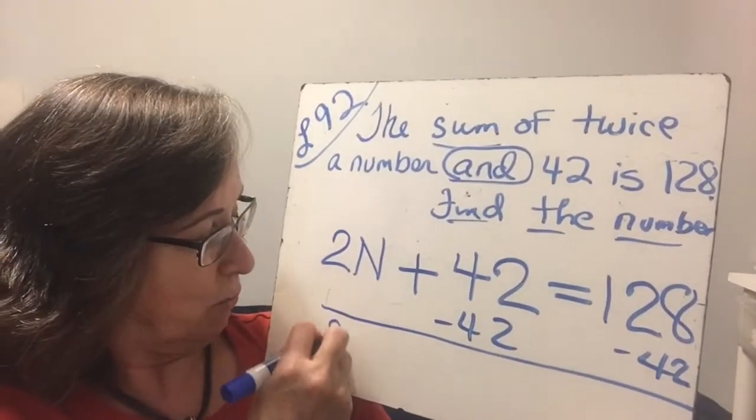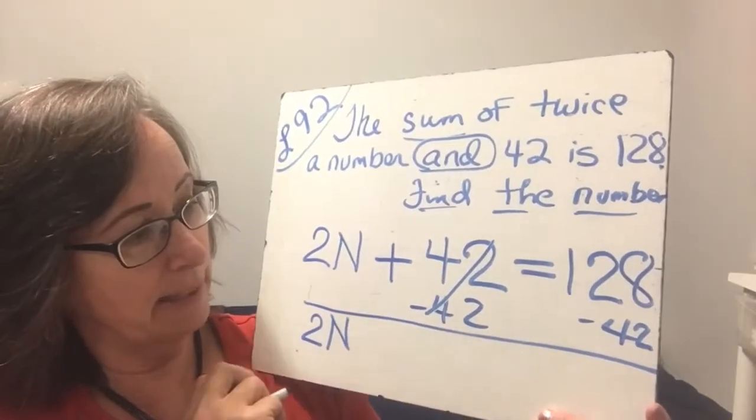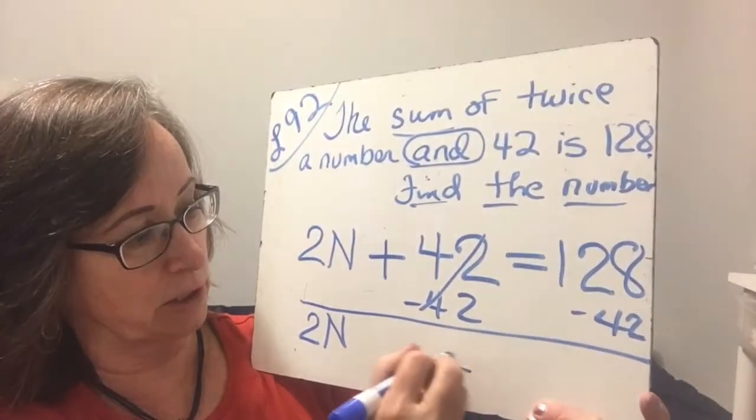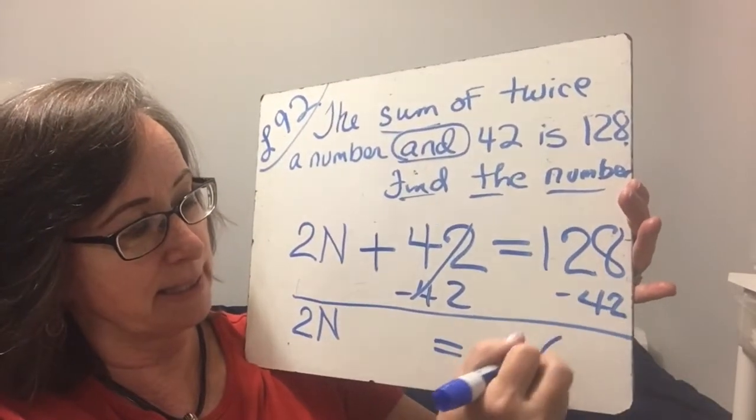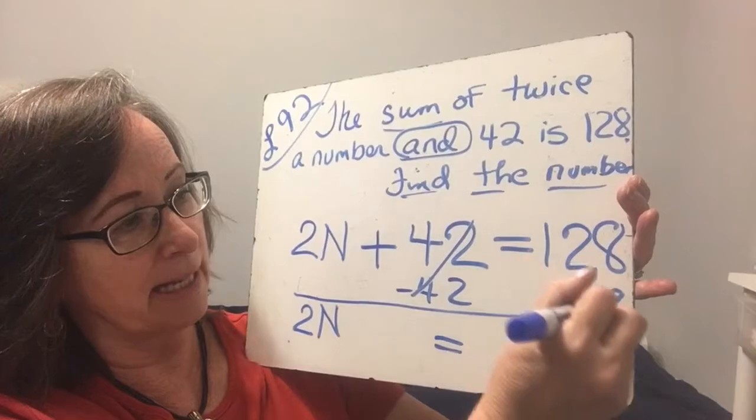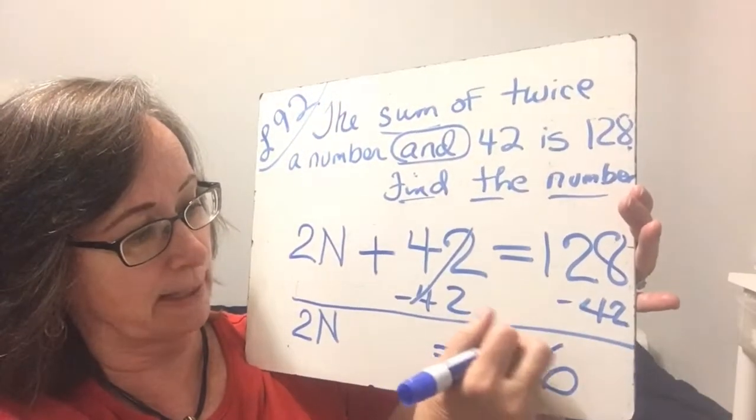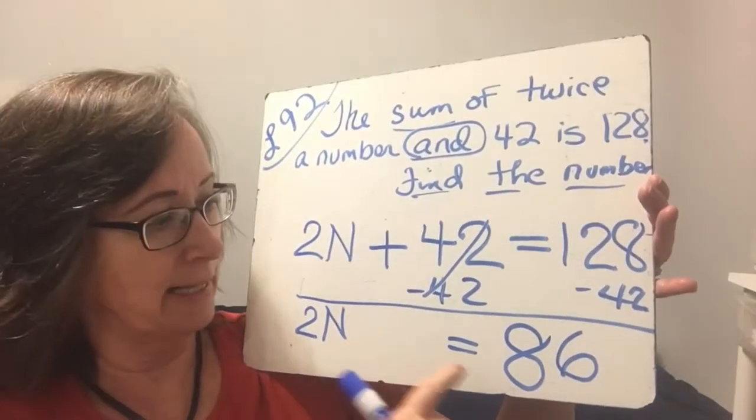And twice n, this one goes away. And then I have 128 minus 42. We'll just slide our equal sign over because we're out of room. 8 minus 2 is 6. And 2, borrow, is going to be 12, minus 4 is 8. So twice n is 86.